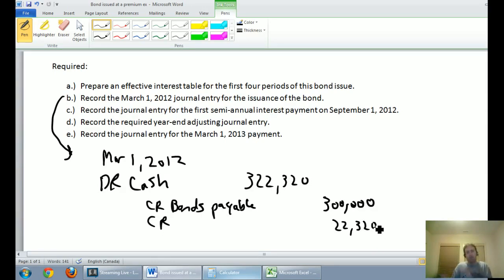Now, last time, if you go back to the last question, you'll see when we issued at a discount, we debit the discount. Well, in this scenario, we're not issuing at a discount, but a premium. So if we debit our discount, it stands to reason premium's like the opposite. We credit our premium. These bonds were issued at a premium. So we credit premium, $22,320, and we're all set. And in fact, we're ready to jump into our effective interest table.